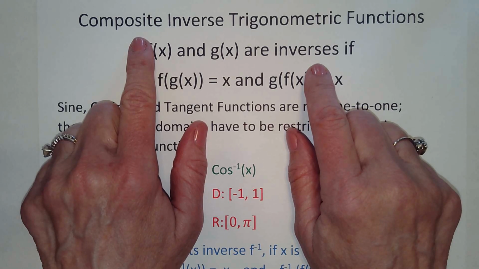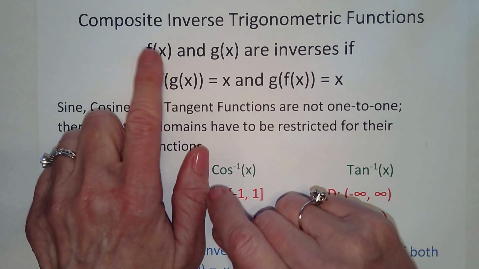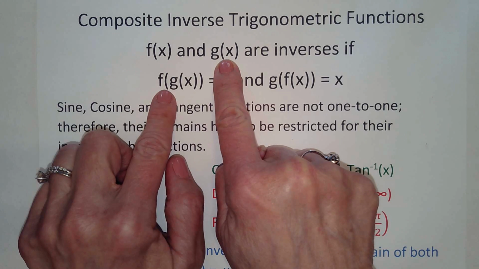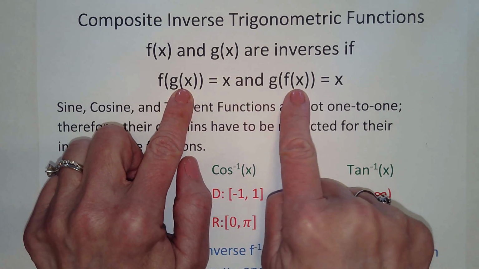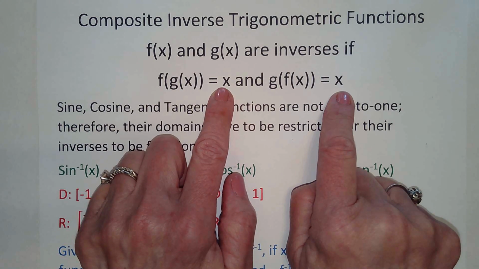Composite inverse trigonometric functions. In previous studies, to prove that two functions f of x and g of x were inverses of each other, we found f of g of x and g of f of x, and if both were equal to x, then they were inverses of each other.